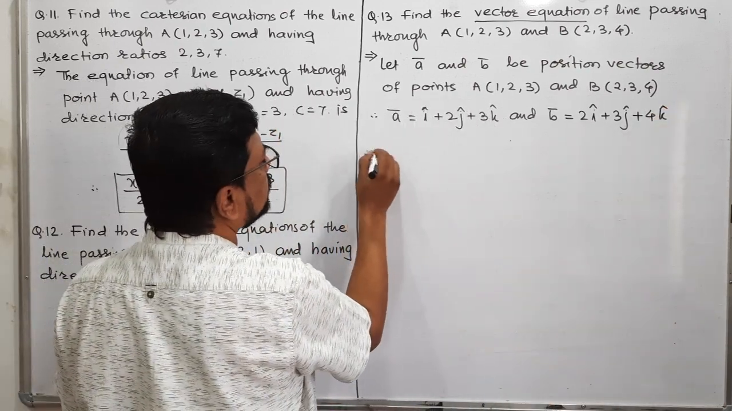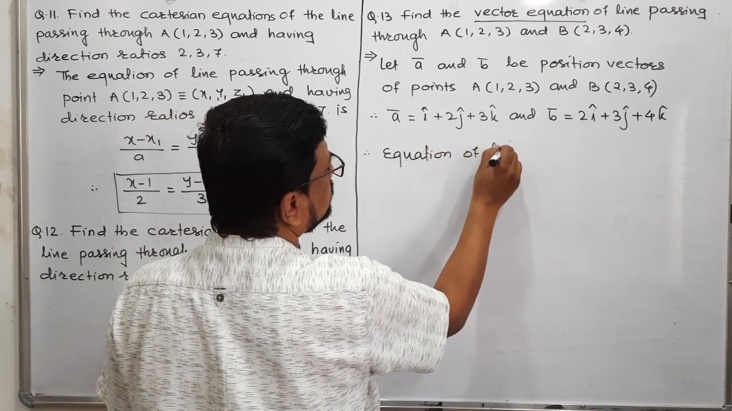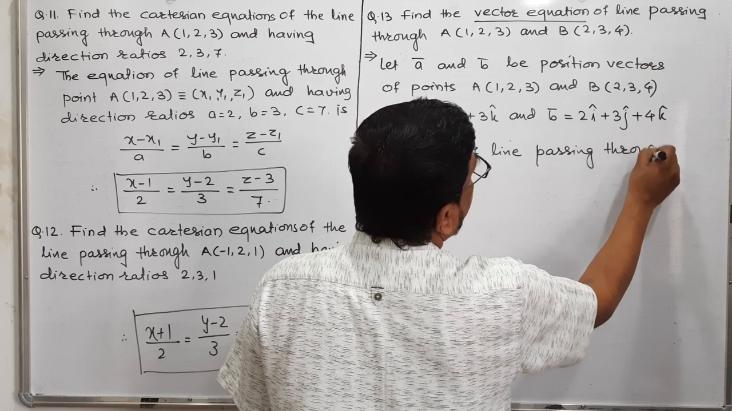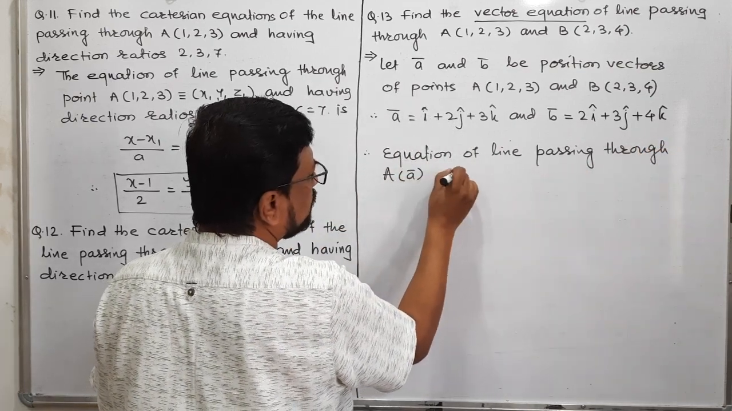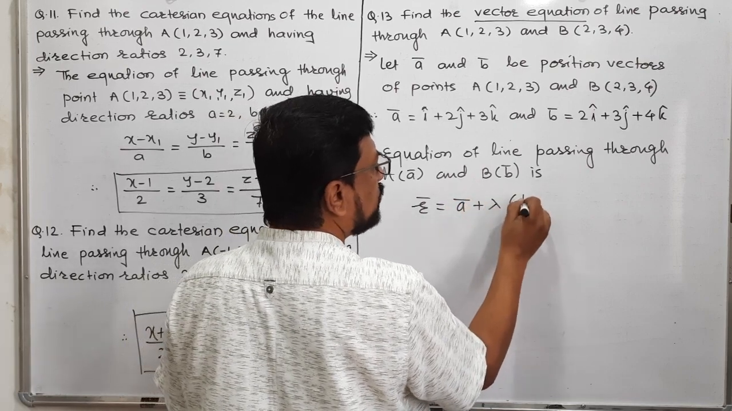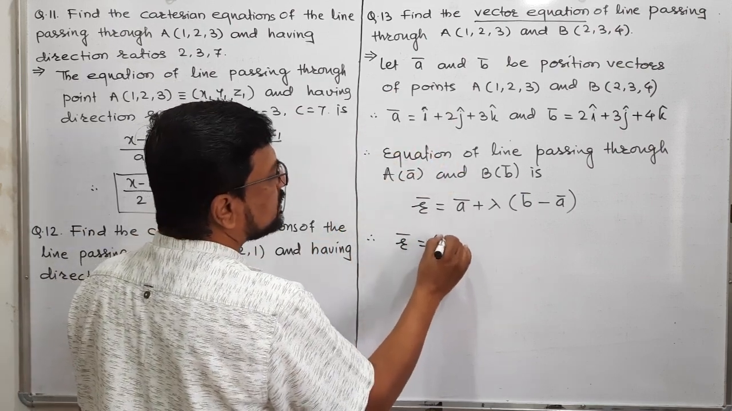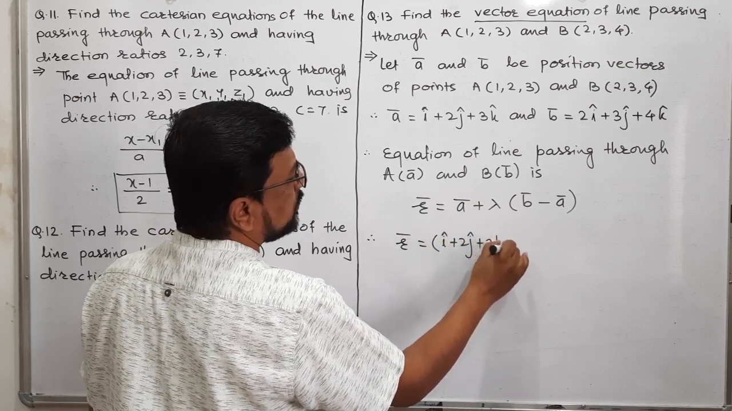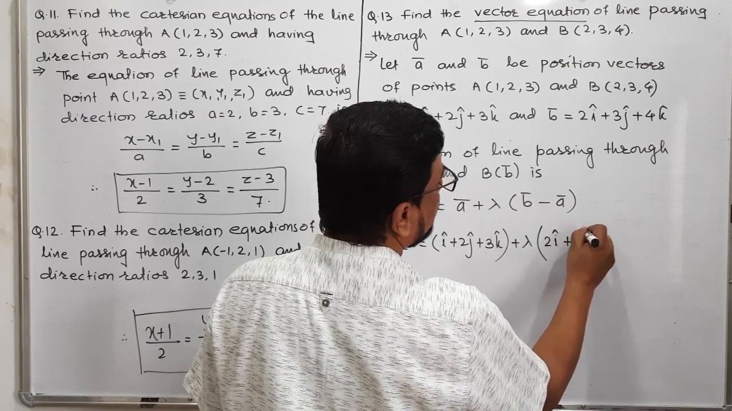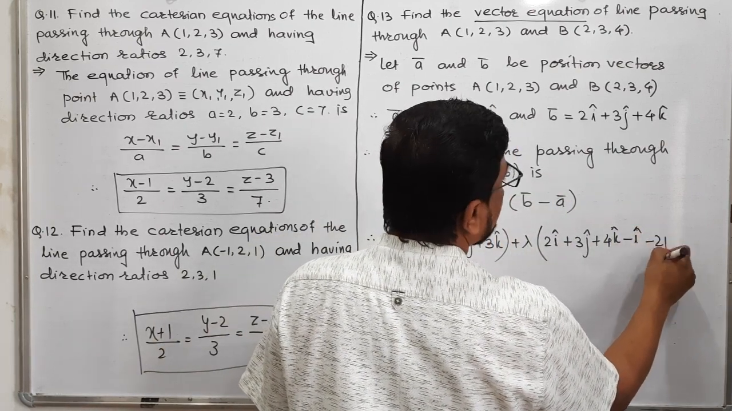Okay. Therefore the equation of the line passing through A with position vector a vector and B with position vector b vector is given by r vector is equal to a vector plus lambda into (b vector minus a vector). Now substitute these values here. Therefore r vector is equal to a vector, which is i cap plus 2j cap plus 3k cap, plus lambda into (b vector, which is 2i plus 3j plus 4k, minus a vector, which is minus i minus 2j minus 3k).